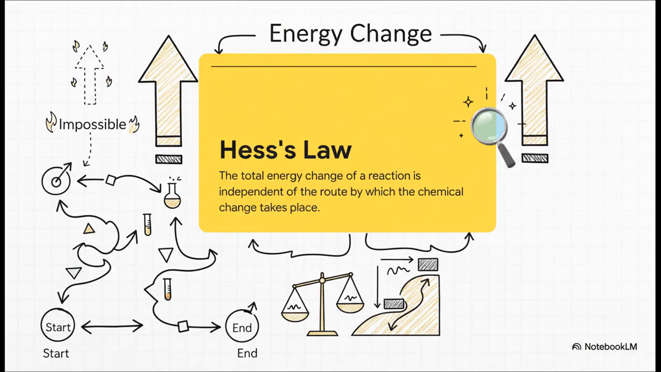It's called Hess's law. And the big idea here is that when it comes to energy change, the path you take is totally irrelevant. All that matters is where you start and where you end up. The total energy change between those 2 points will always be the same.